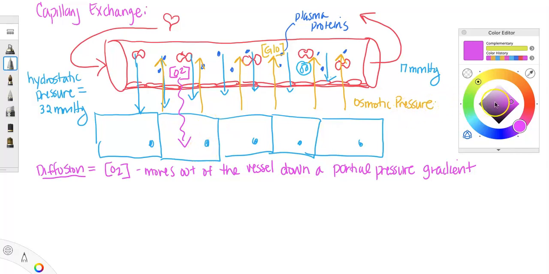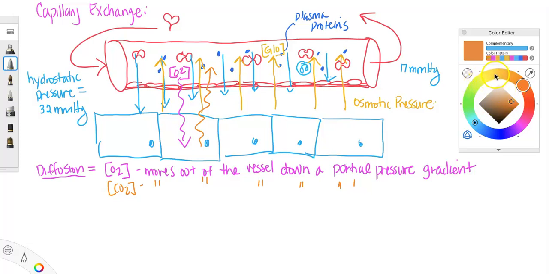It is also allowing carbon dioxide to move into the vessel. So CO2 will also move the same way down a partial pressure gradient into the vessel. Okay.